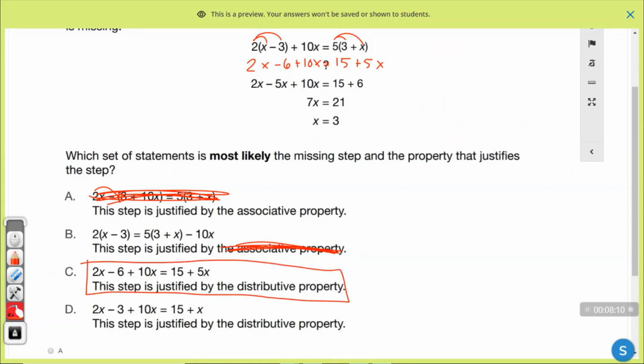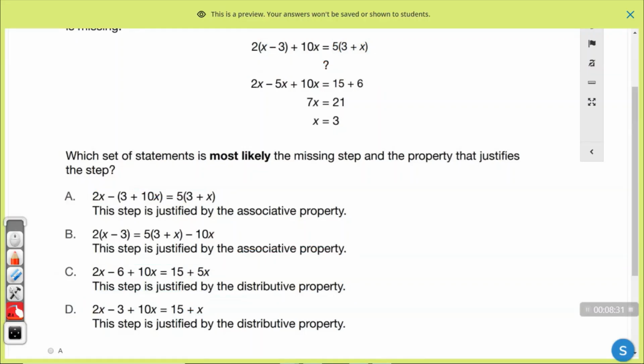But let's make sure the last one does not work. The last one, they said the distributive property, but notice what they forgot to do. They only did the 2x and the 15. They forgot to do the 2 times 3 to get me 6 and the 5 times x to get me 5x. So therefore, these pieces here would be wrong, making that one wrong as well. And that's why our answer is C.